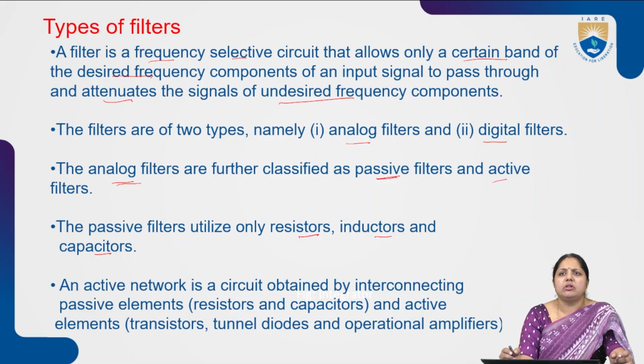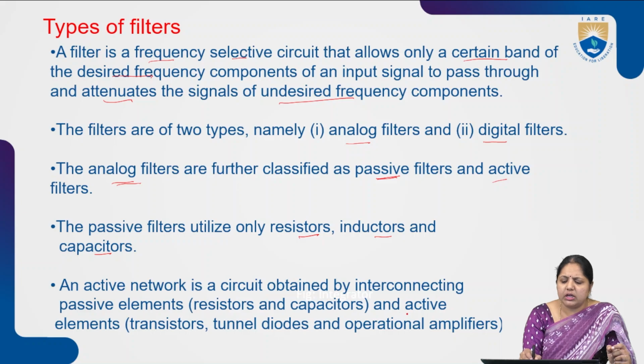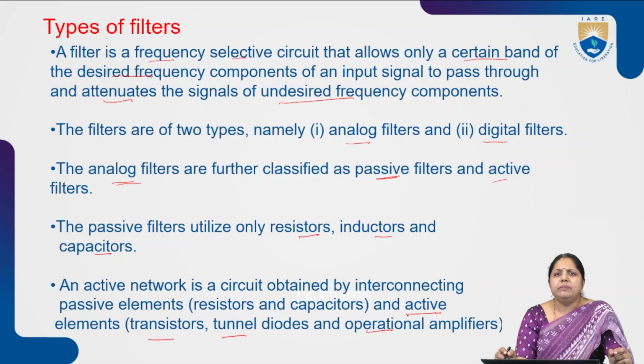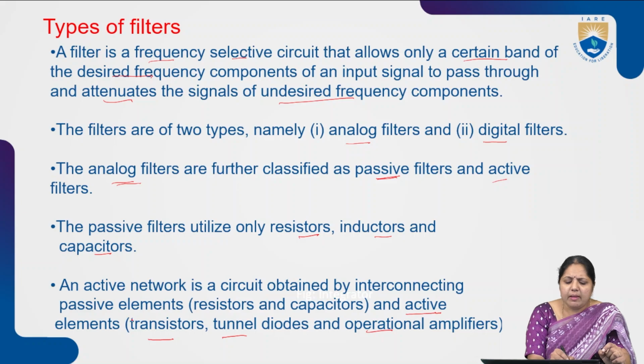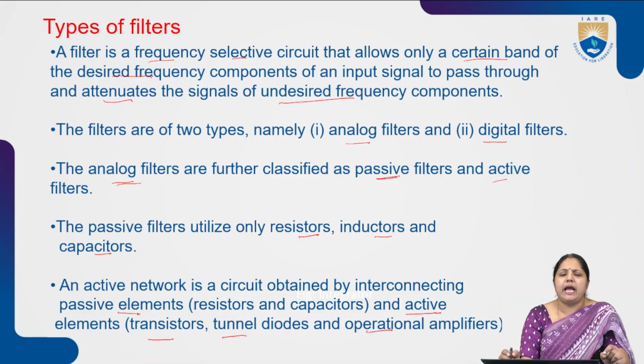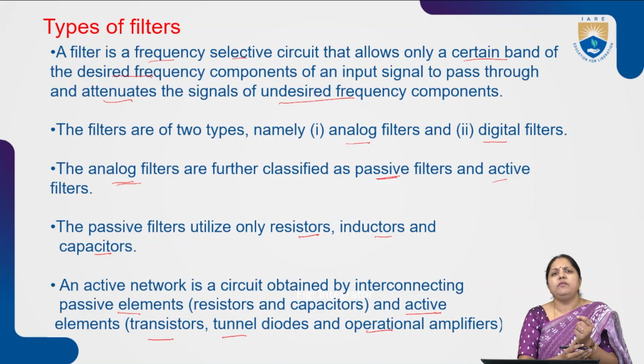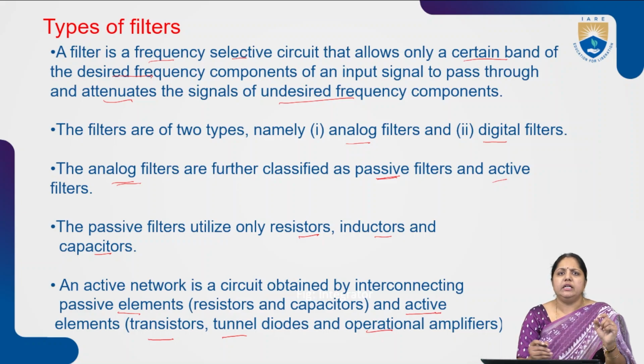Active filters consist of active components along with passive components. Here the active components are transistors, diodes and operational amplifiers. These will be present, and along with them we use the passive components. So an active filter is the connection between active elements and passive elements, which makes up the corresponding filter section.